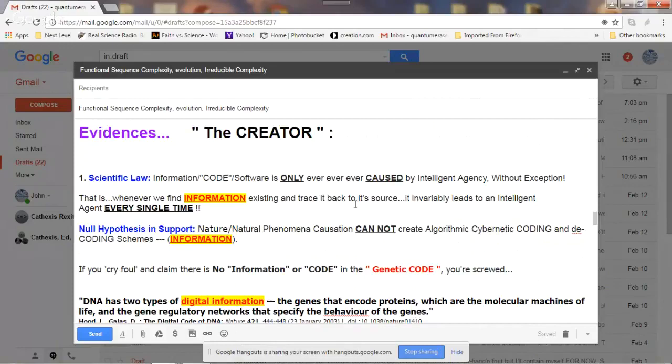I got 4. So, number 1, scientific law. This is my law, so don't ask me for support or citation. I'm the support and the citation. Information, code, software is only ever caused by intelligent agency, without exception, folks. That is, whenever we find information existing and trace it back to its source, it invariably leads to an intelligent agent every single time.